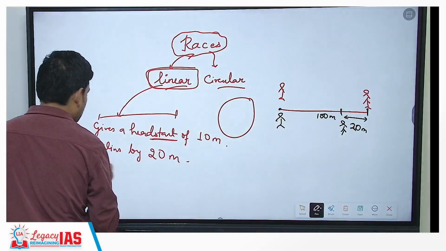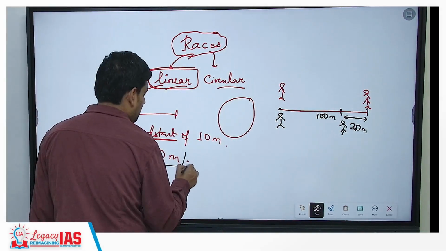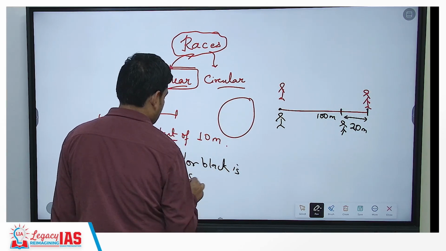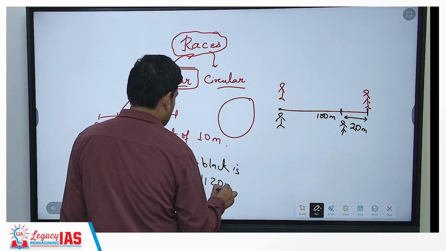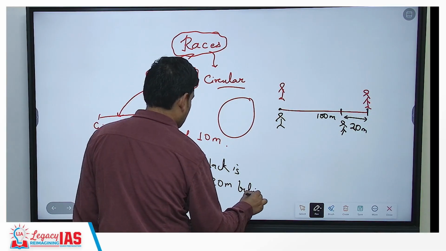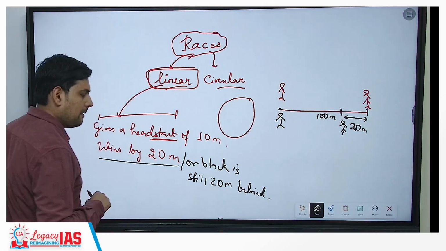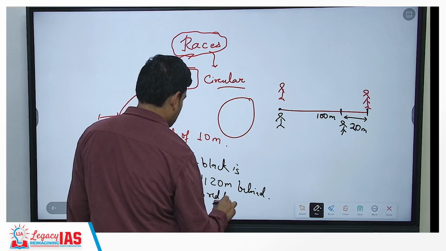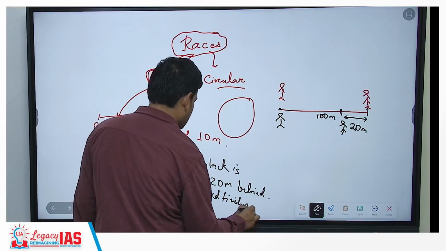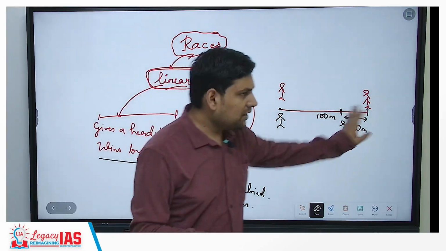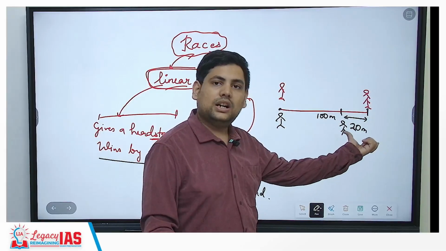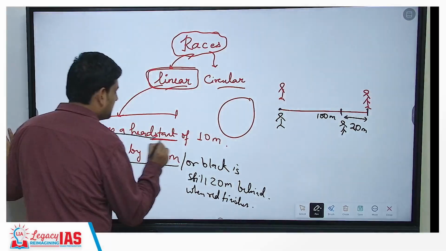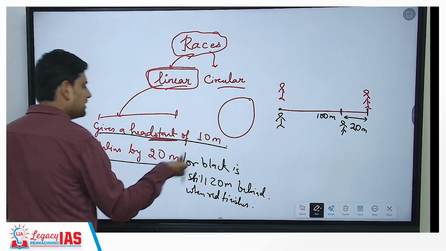So this is wins by 20 meter, or black is still 20 meters behind when red finishes. So one term is this. Understood? When one completes, how behind is the other person. This is the first term. Now second term is gives a start of 10 meters or gives a head start of 10 meters.